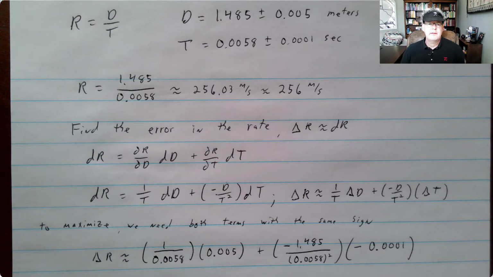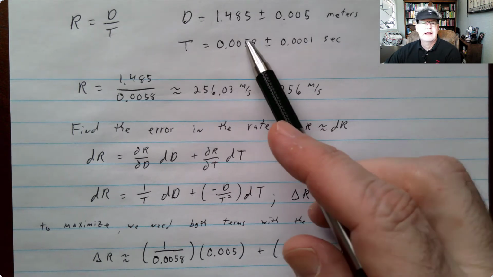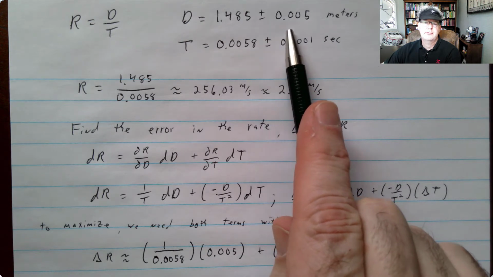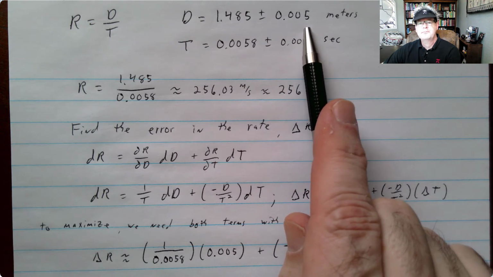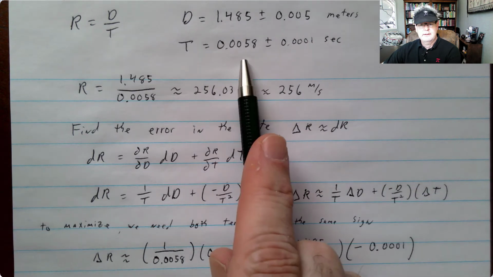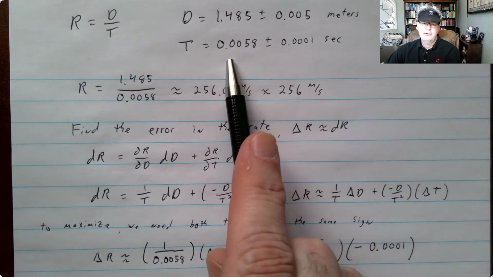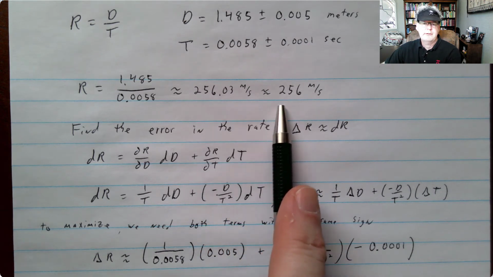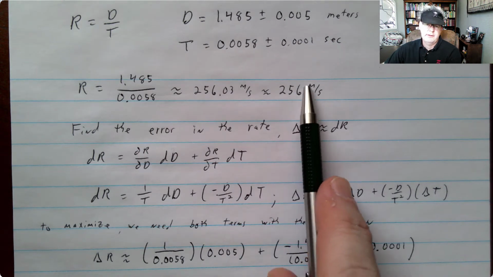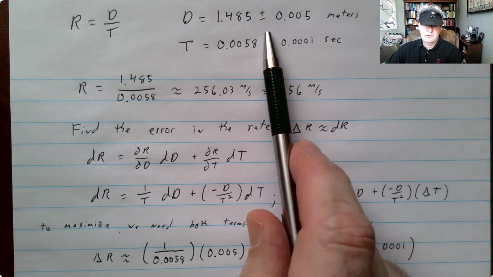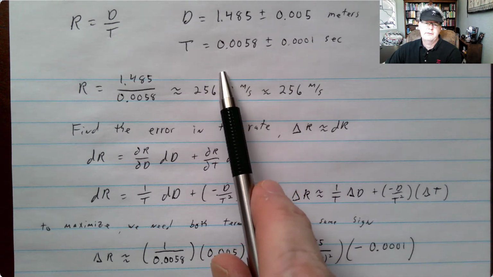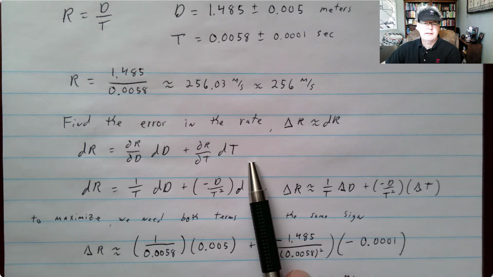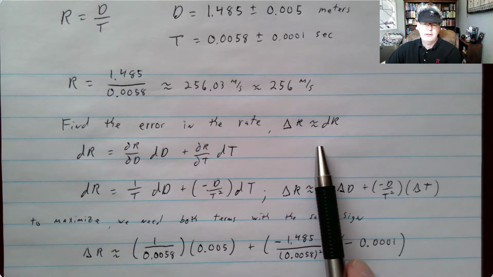So these are the values that we have. The distance is 148.5 centimeters plus or minus half a centimeter, or in meters that, and then there's the time in seconds, or milliseconds if you were to do the 5.8, but let's just put it in seconds. So then the velocity of the bullet is about 256 meters per second, using the distance the bullet traveled to break two wires and the time it took to break those two wires. But let's find the uncertainty, or the error, in that rate measurement.